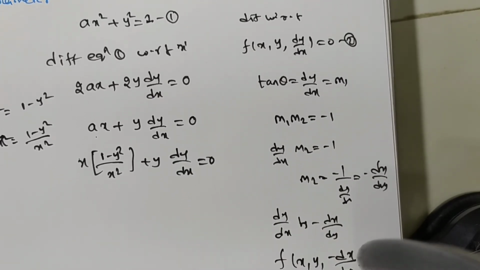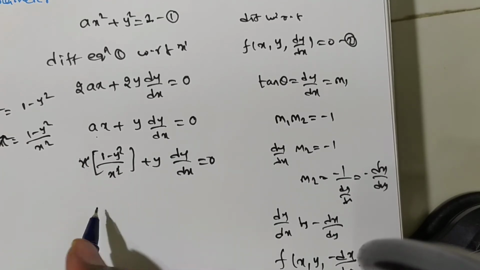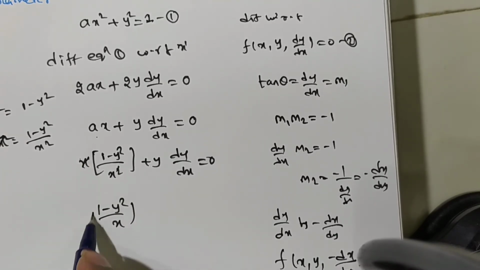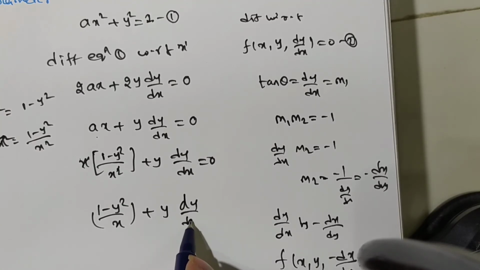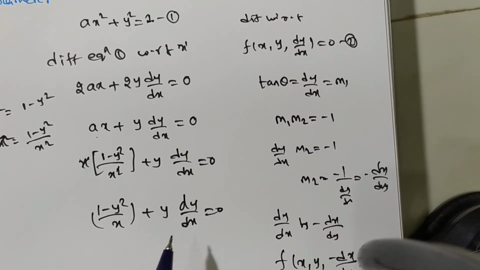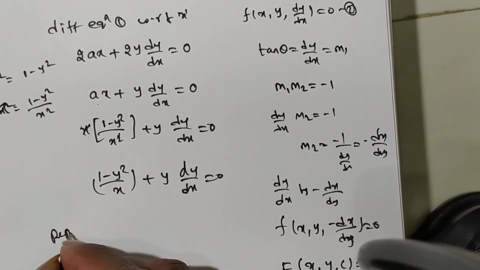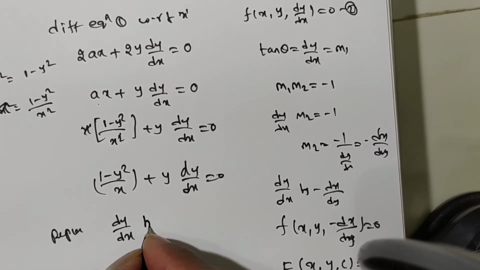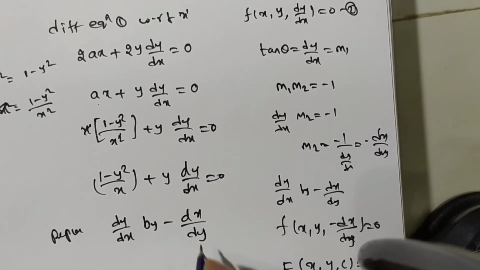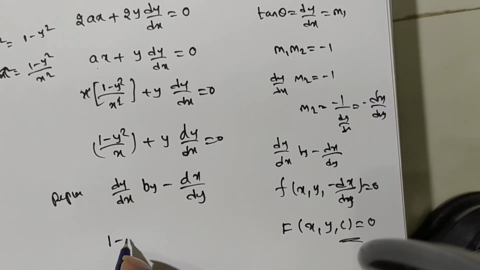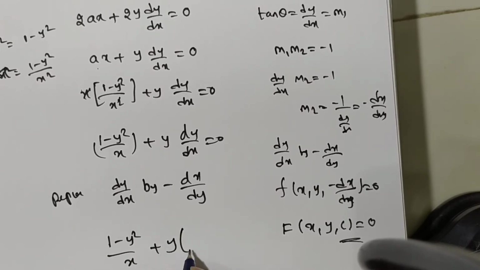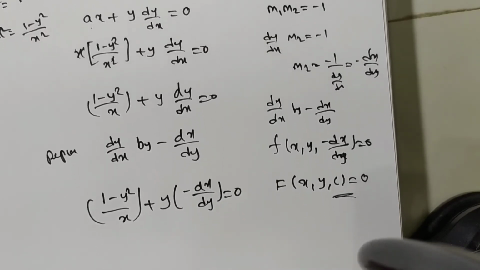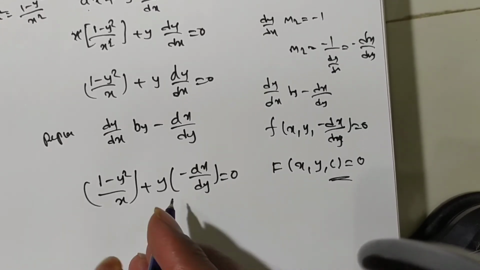Now what do we have to do? Simplify this first: ((1 minus y²)/x) + y dy/dx = 0. Is there any parameter? No. This is called the differential equation. Now we have to find the orthogonal trajectory. For that, replace dy/dx by minus dx/dy. Then you will have (1 minus y²)/x + y times (minus dx/dy) = 0.